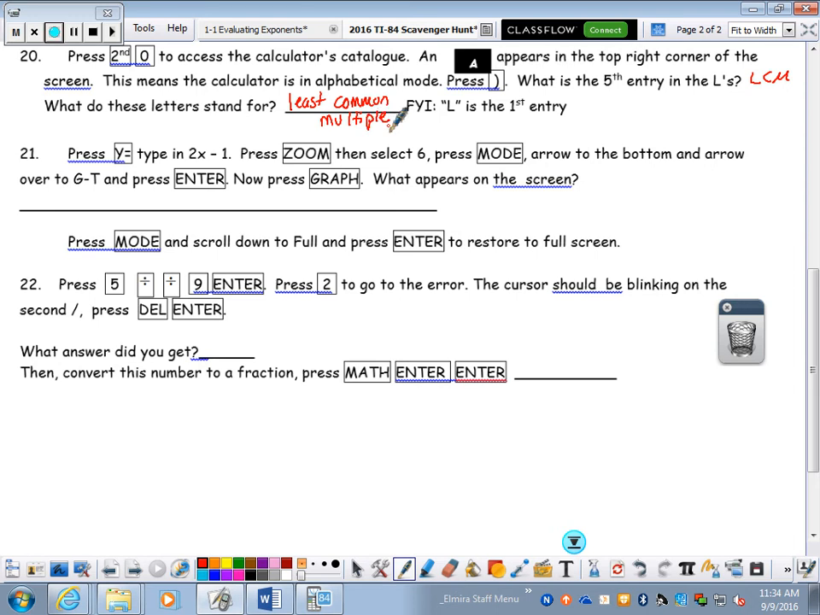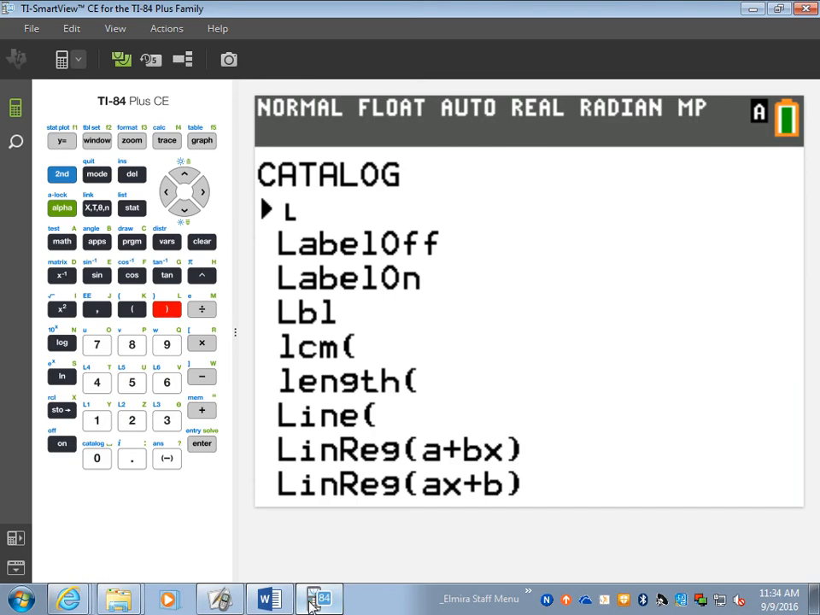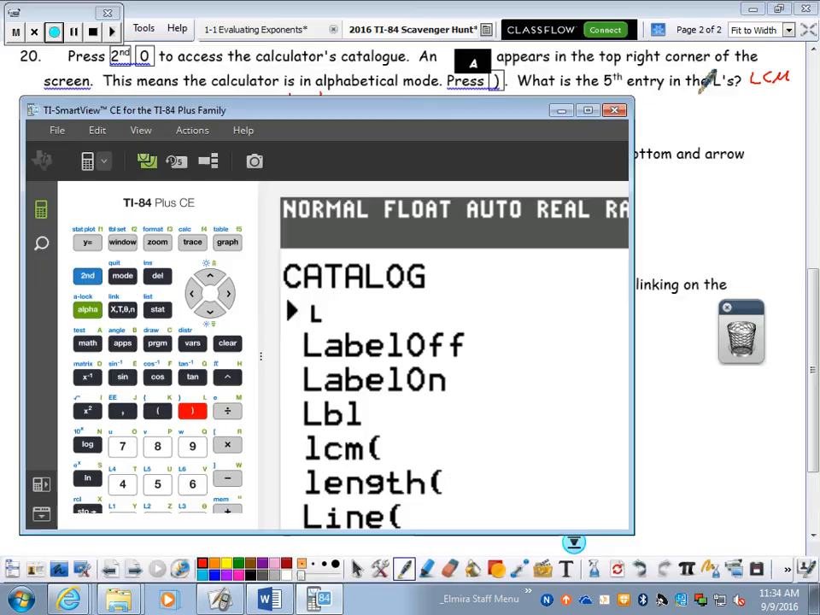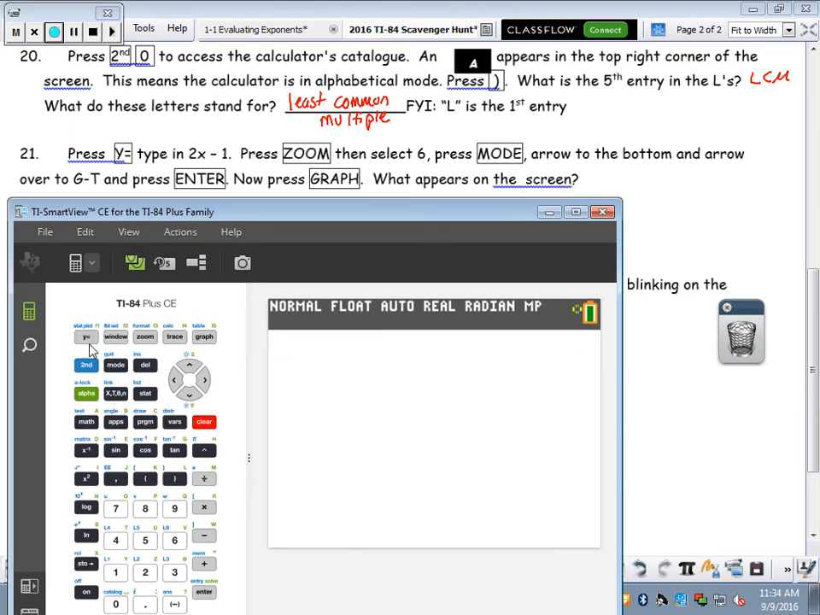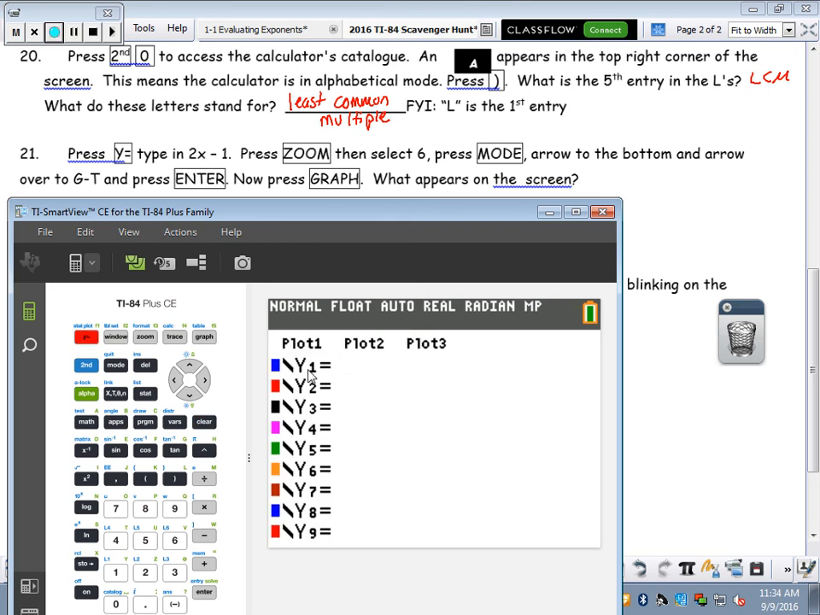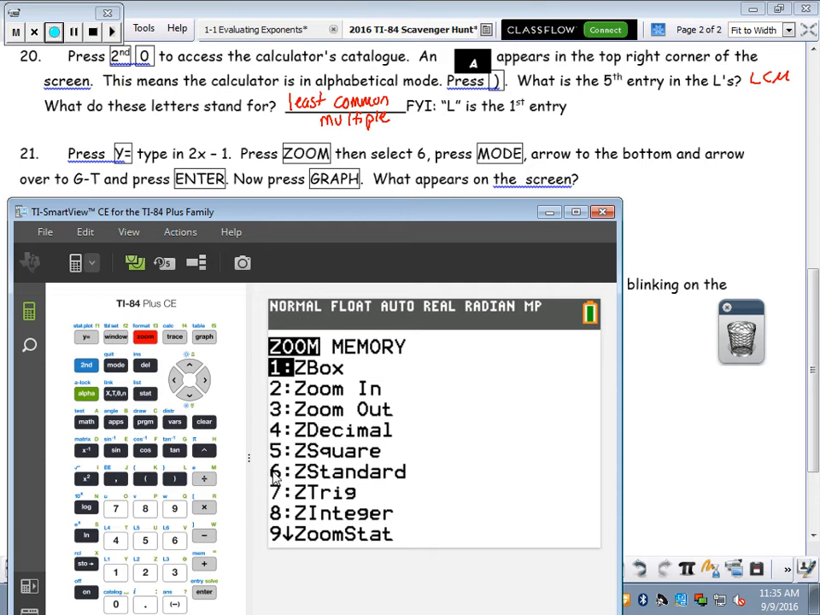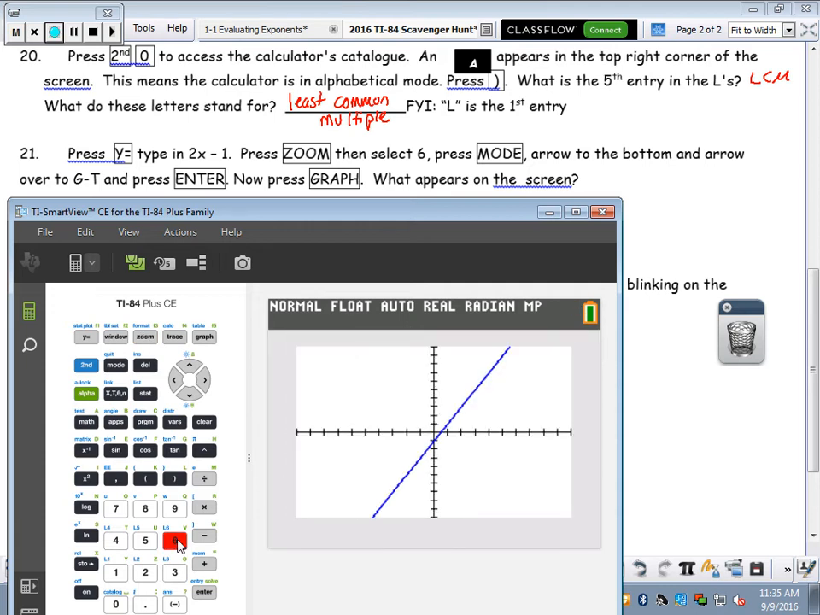Okay, press Y equals, new thing to know. Let's clear. All right, Y equals. You should get this screen with Y and subscripts like this. And you're going to type in 2x minus 1. Okay, that's a linear equation. And if I go up here and press zoom, you can arrow down to the number 6, but you can also just press 6. And it makes the graph.